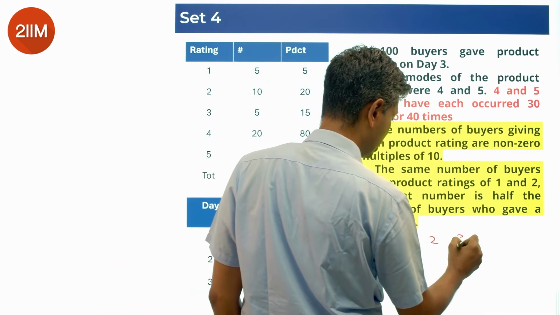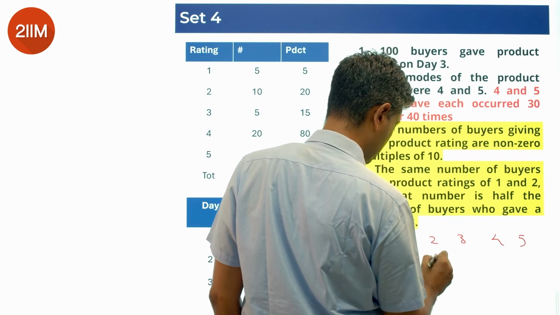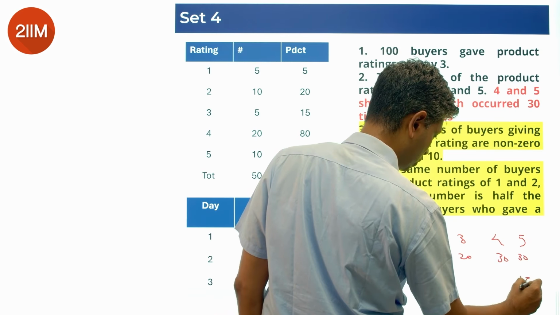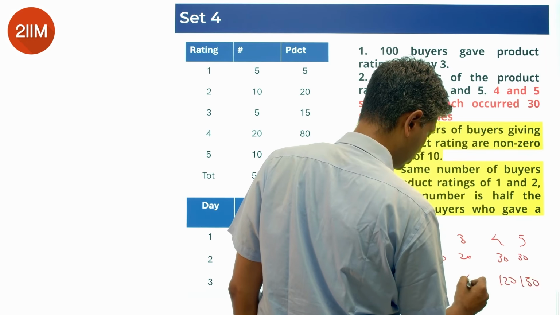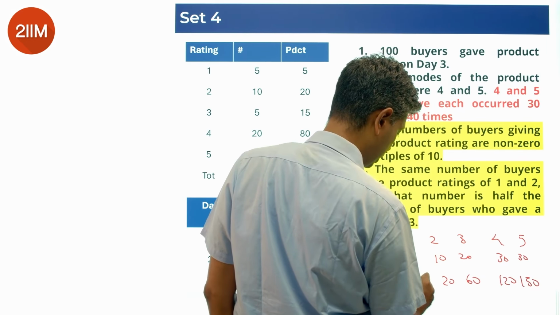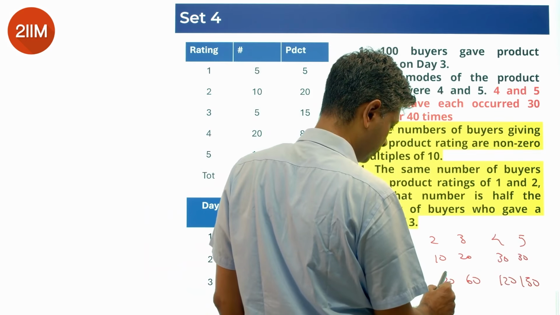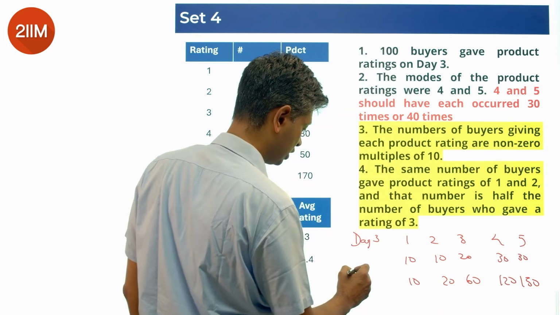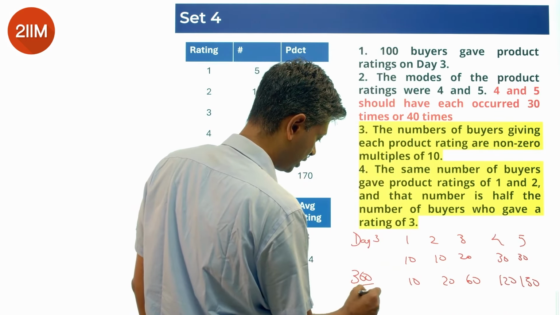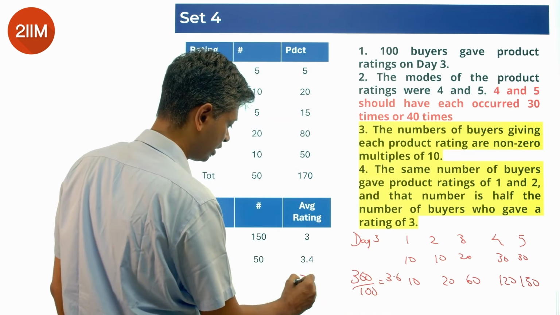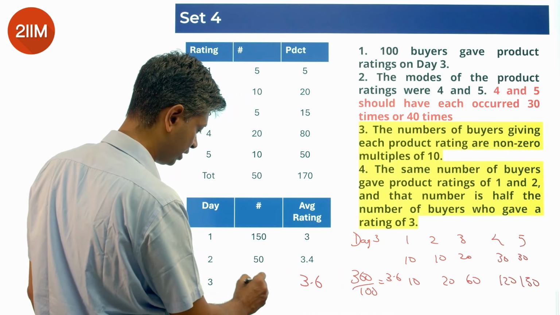Ratings of 1, 2, 3, 4, 5. 10 people, 10 people, 20, 30, 30. Product is 10, 20, 60, 120, 150. Add all this up: 30, 90, 210, 360. 360 by 100 is 3.6. So day 3 average rating is 3.6. Number of entities is 100.